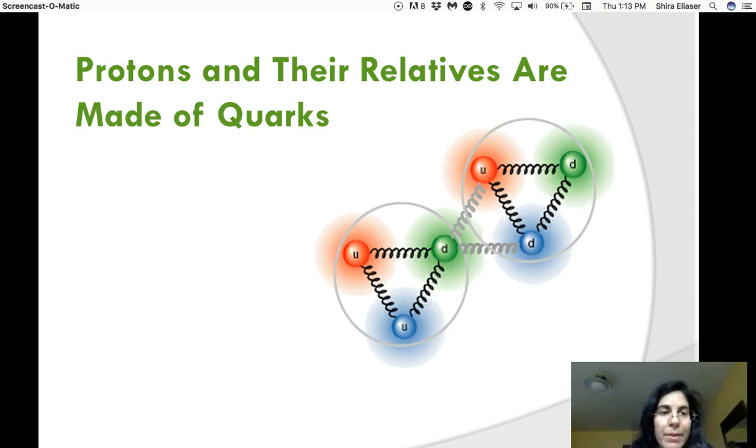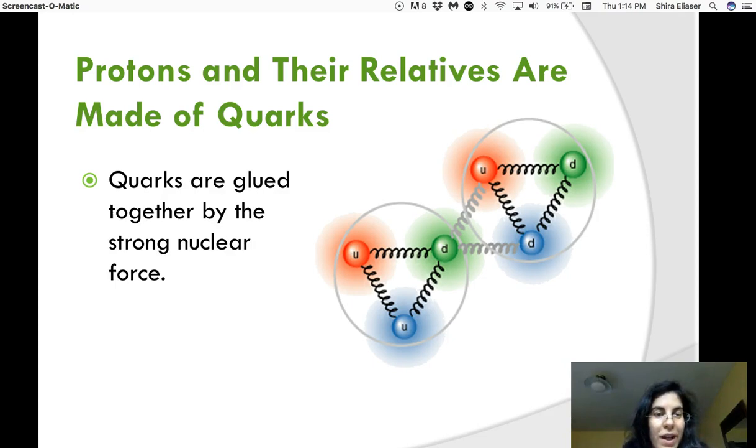Protons are not fundamental particles. If they were, they wouldn't be sticking together in the nucleus. Protons, neutrons, and their relatives are made up of quarks. And from the patterns of what we do see and what we don't see, as you saw on your unobservables activities, we've noticed that they seem to come in triples and in doubles. Quarks are glued together by the strong nuclear force.